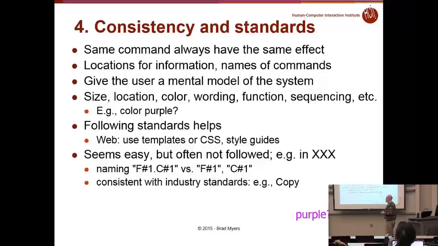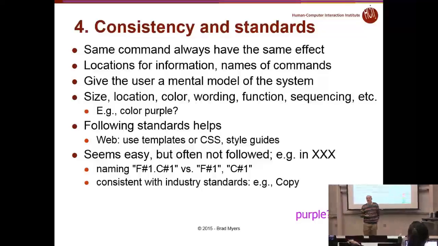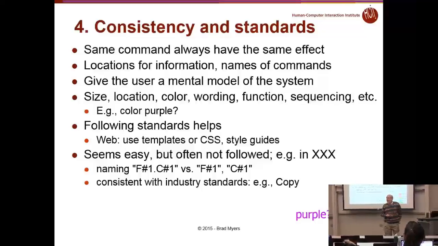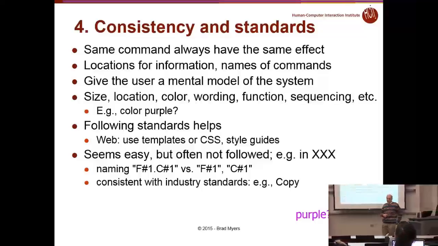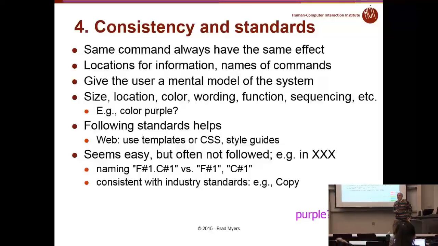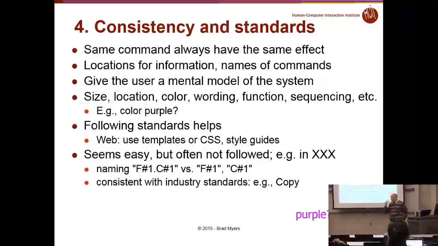So how do you achieve consistency? As I mentioned, following a standard obviously helps. One way you can do that on the web is have a small group or single person define styles with a cascading style sheet, CSS styles. And then all of your implementers can just use those IDs, and then things will come out in the right way. Sometimes you might have to have an additional style guide that says how things should work and so forth.